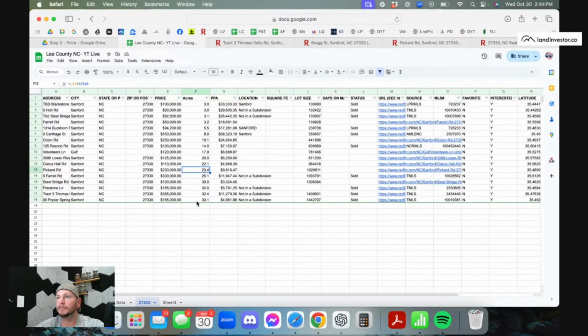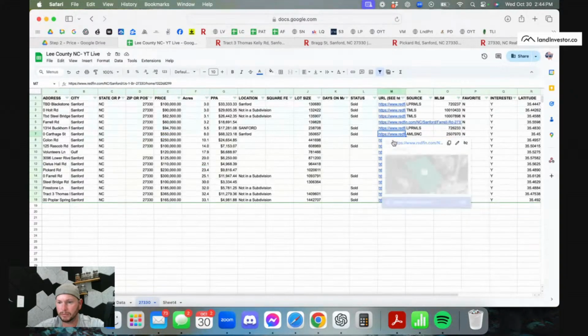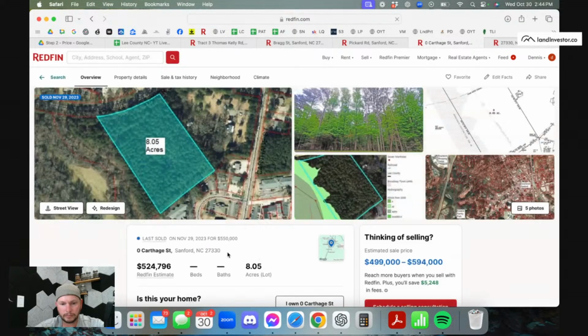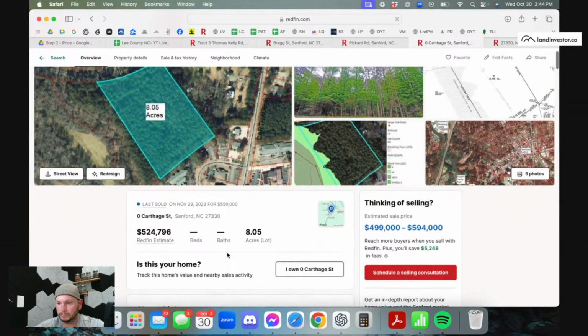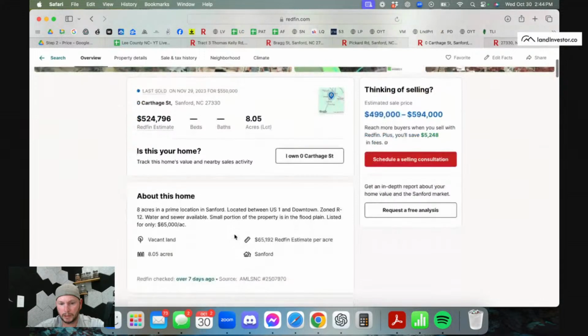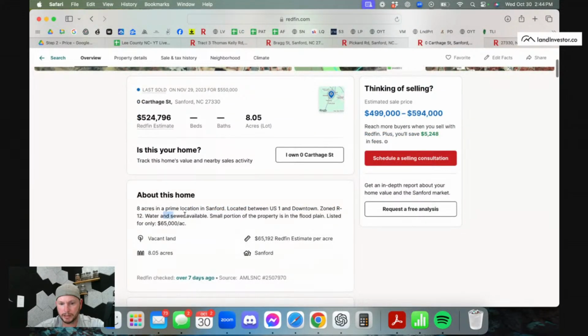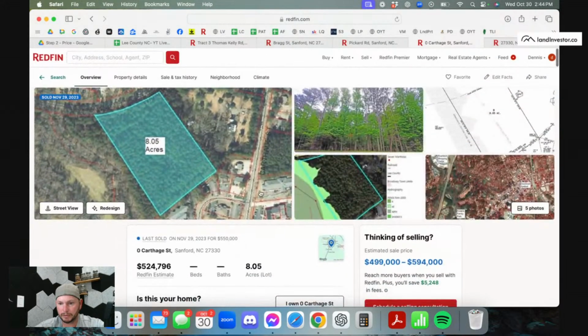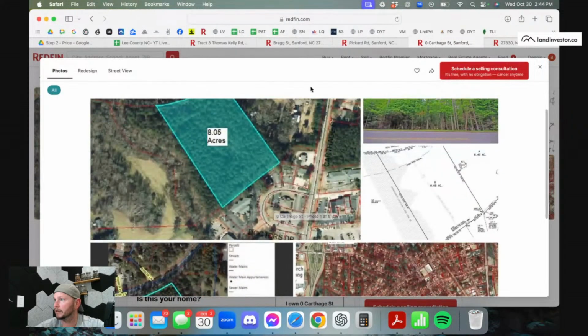So, all right. So here we are. We got all this data in here. Now I'm looking for outliers. Why did this thing sell for so much? Let's look at this. Location, probably prime location, zoned R12. Okay. Zoning is the reason why it sold for so much. It's in a prime location, downtown.